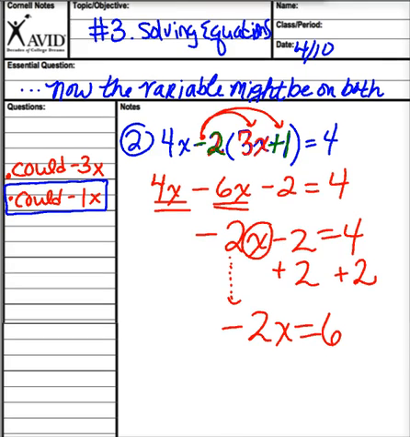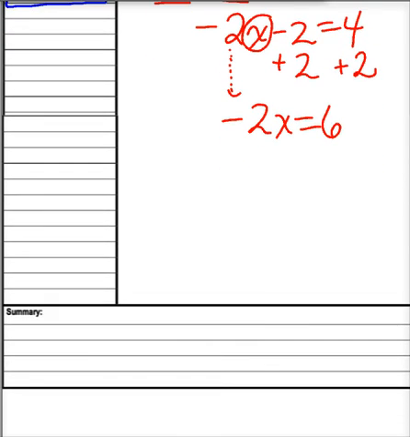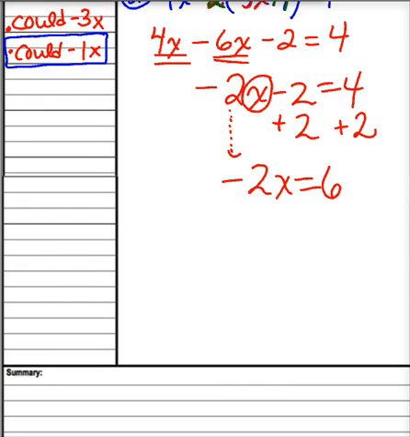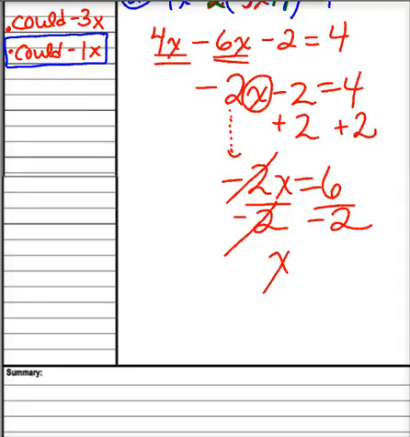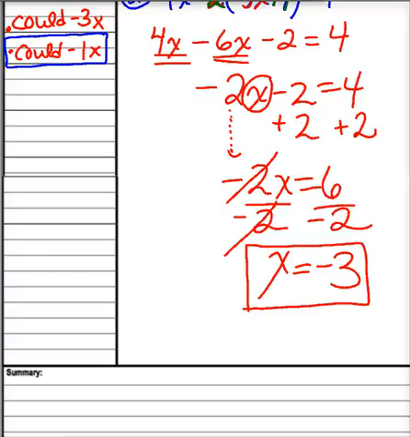And again, it's negative 2 times x. So make sure you don't add 2 because you see that minus. That's actually a negative 2 times x. And the opposite of multiplication is division. These are going to cancel. And I get x is equal to negative 3. And I'm done. And I could check it, but I'm not going to check that one.